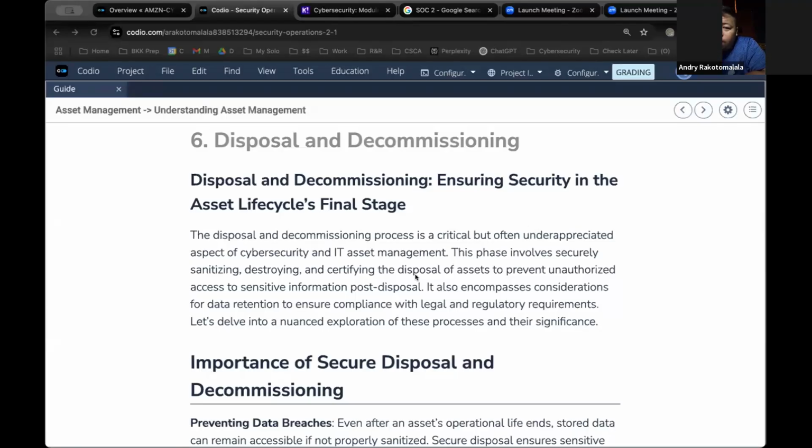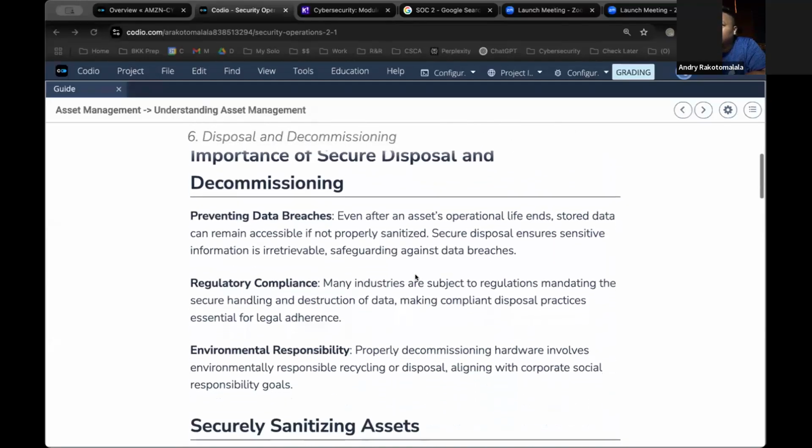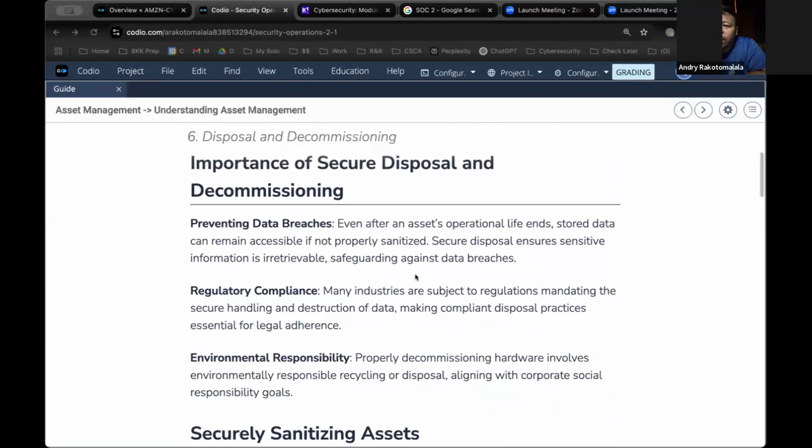So you might be asking, well, why is this important? Why do we need to make sure we have a very well-defined disposal and decommissioning process? Well, part of it is to prevent data breaches, because when we have the correct decommissioning process, well, then we protect data from being recovered.